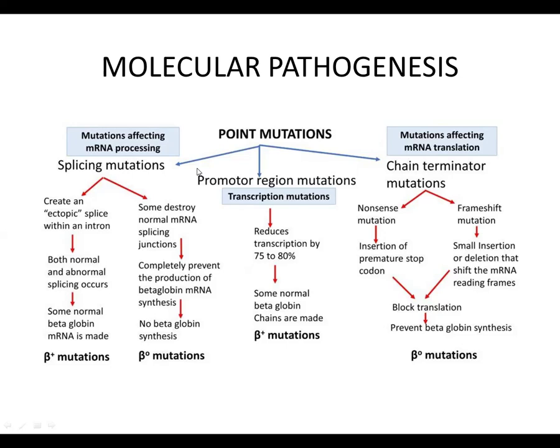Beta naught mutations are those mutations which result in total absence of beta globin chain synthesis, and beta plus mutations are those mutations in which the synthesis of beta globin chain is reduced. So some of the beta globin chain is normal and the other is not formed.